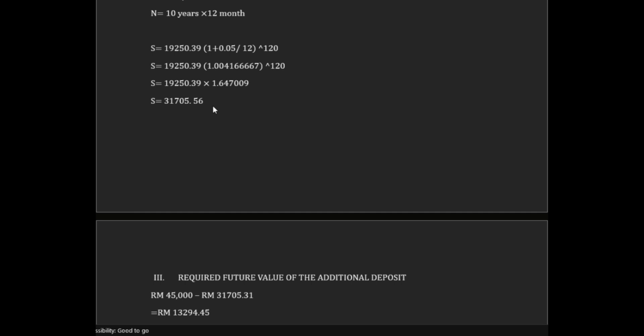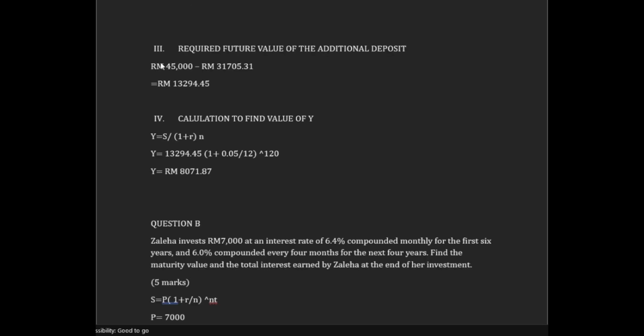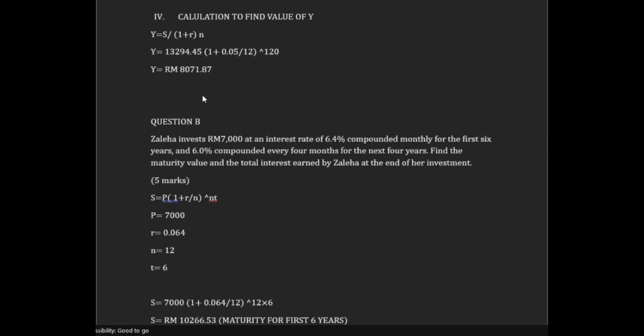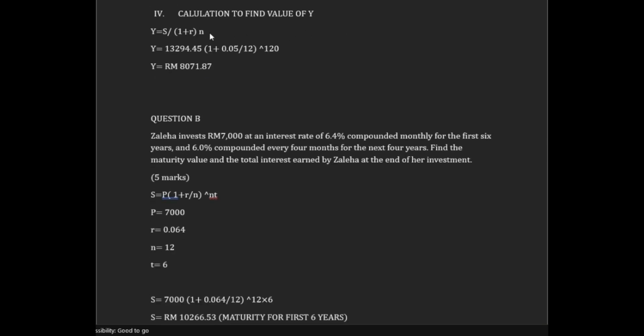31,705 ringgit 56 cents. And then we have to find the future value of the additional deposit, which is 45,000 ringgit minus 31,705 ringgit, and then we get the answer 13,294 ringgit 45 cents. And then we have to find the value of Y. We use the formula S per 1 plus Rn, and put in all the information, and we get the final answer for question A, 8,071 ringgit 87 cents.